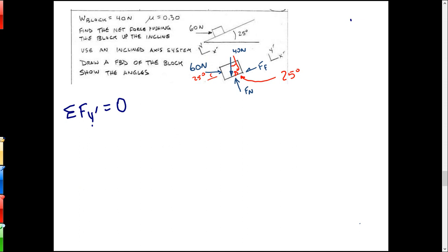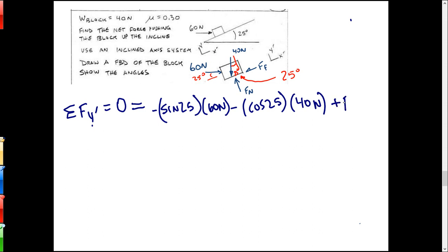Usually if you're moving up and down a ramp, the sum of forces in the direction at 90 degrees to the ramp is zero because the object isn't accelerating normal to the ramp. It's accelerating along the ramp, parallel to it. So you look at that and go, okay, what do I got here? I've got minus sine 25 times 60, minus cosine 25 times 40, plus Fn. That's what you draw up first to solve for Fn, the normal force. So just take the time to look at it and analyze it and find that normal.